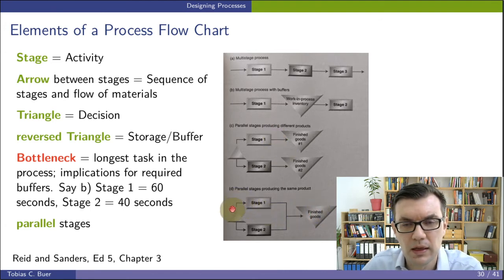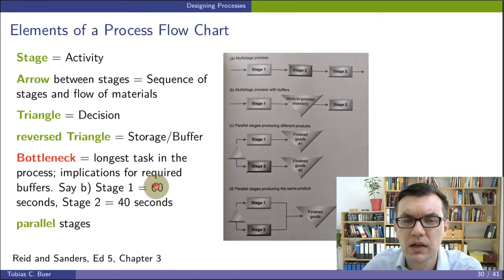And in example number D, we are producing the same goods in both stages. For example, we have several machines of the same type where we can produce a product. And how do we see that the same product is produced? We just have a single finished good as an outcome. This is a way to represent processes in a graphical way.